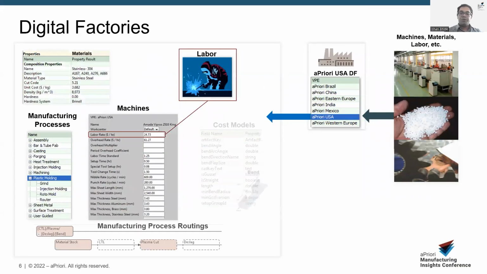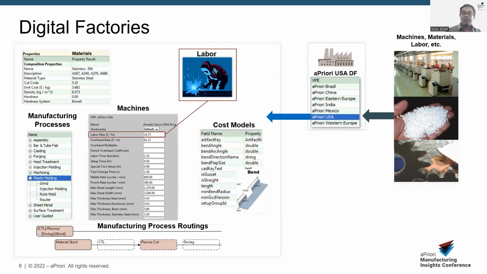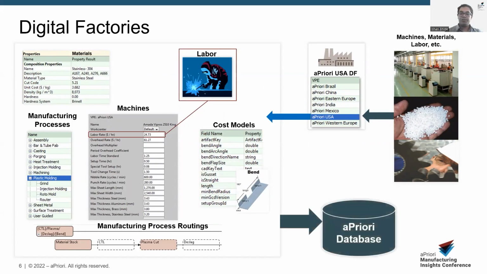For those of you new to aPriori or not as familiar with how the software is set up, here's a visual representation of the different components of digital factories. In a way, the overall digital factory is made up of smaller databases, which contain different pieces of data.